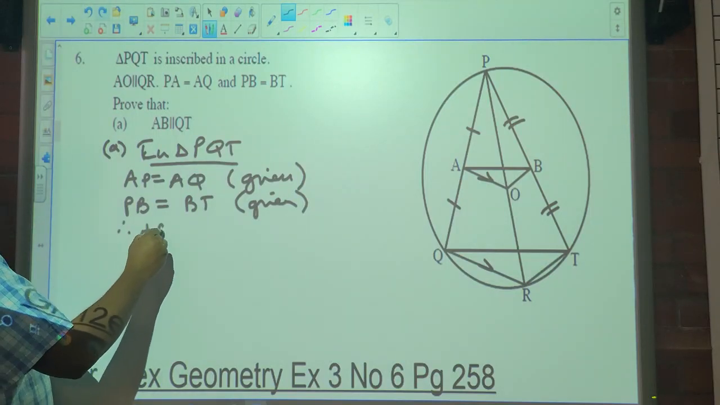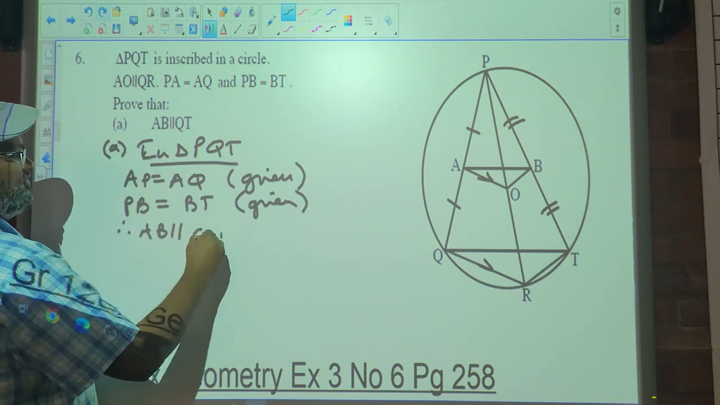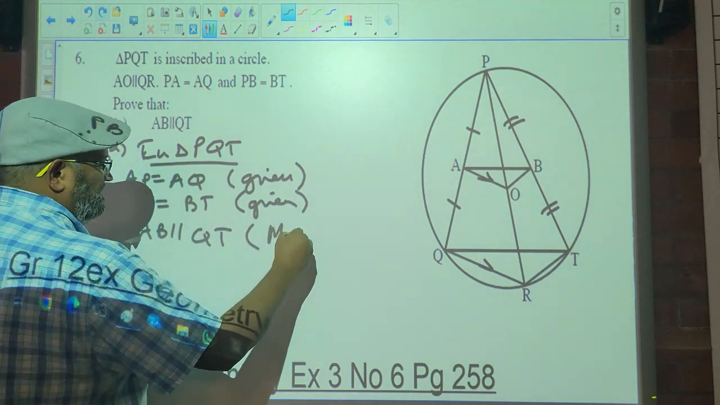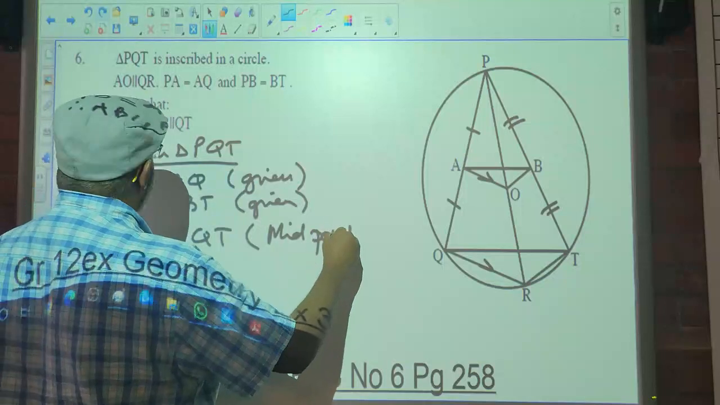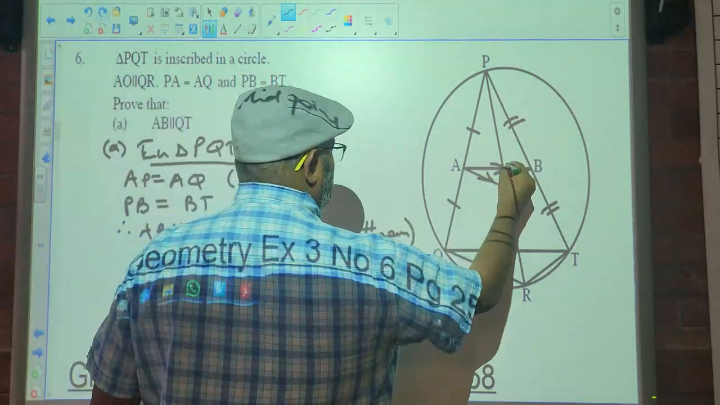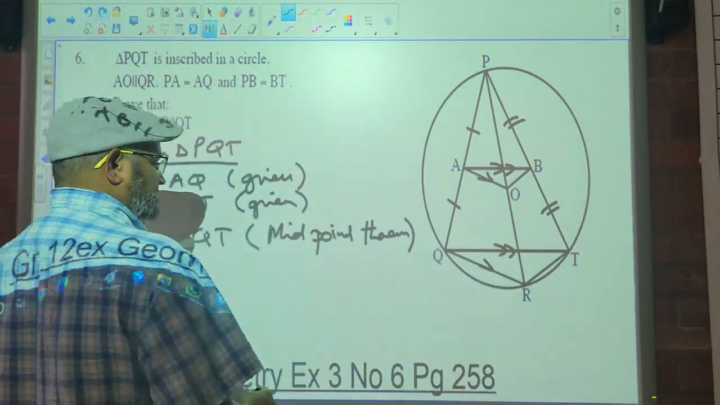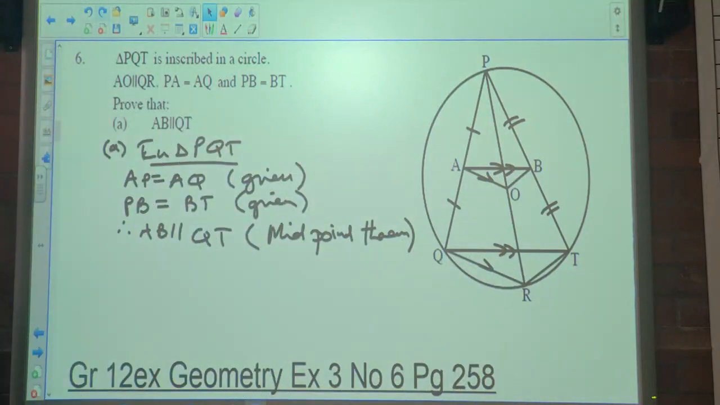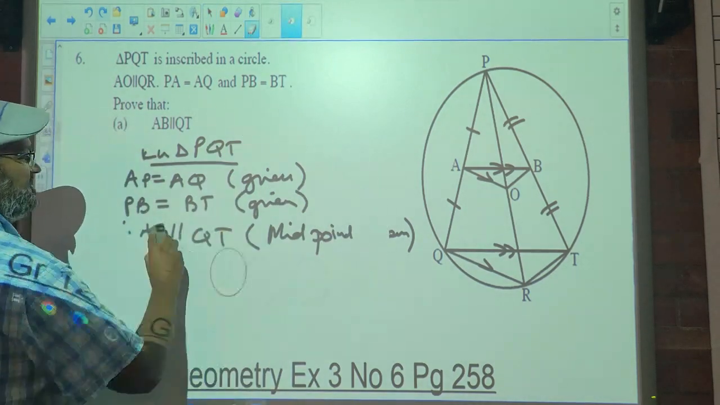Therefore, AB is parallel to QT. Why? Midpoint theorem. Okay, so I'm going to pull that now. Any confusion there? Can't believe it's so easy, huh?